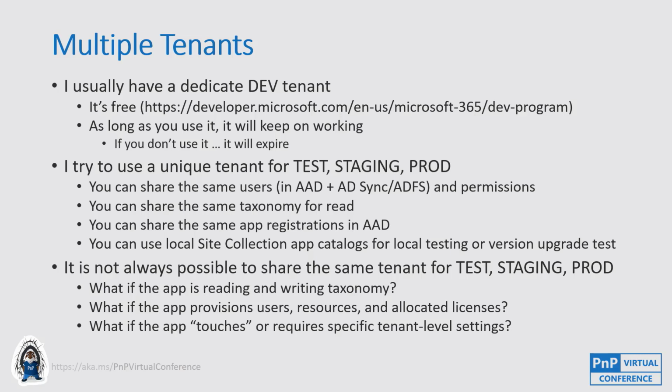Once you have done that, you have to consider what to do for test, staging, and production. If you can, you should try to use just a unique tenant for test, staging, and production, so that you can reuse the same set of users, the same Azure Active Directory, the same taxonomy, the same app registration in Azure Active Directory. You can simply play in SharePoint Online with app catalogs local to a specific site collection for local testing and local versioning or upgrade tests. When you are ready, you release the solution in the global app catalog of the tenant.